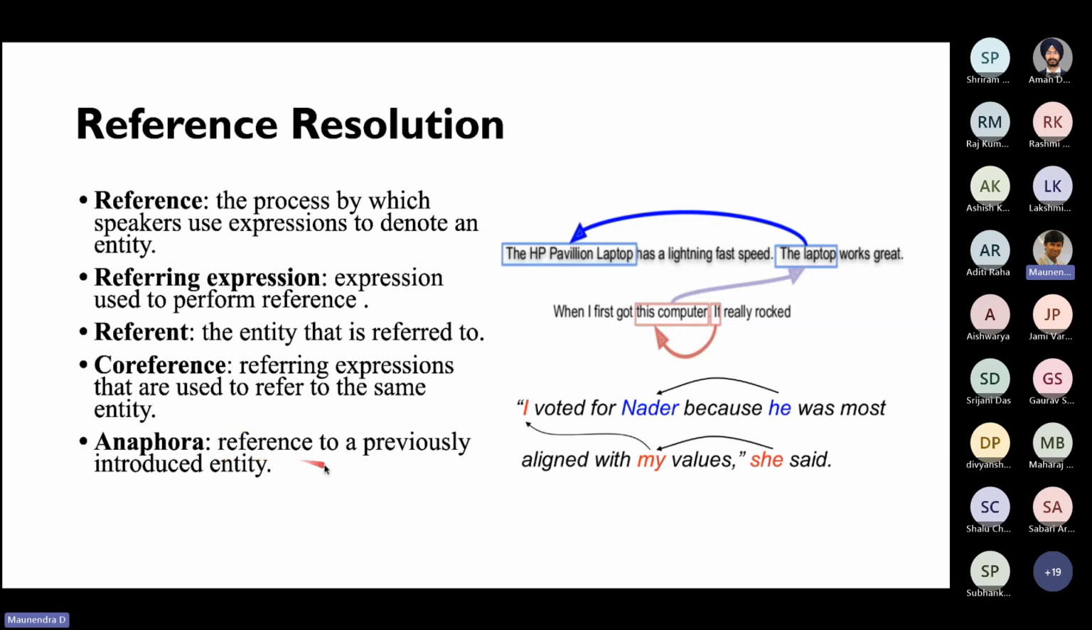Then anaphora means reference to a previously introduced entity. We'll have some examples of anaphora. Here, this is the referring expression and this is the referred expression, right? So what we see is that the referring expression comes afterwards, and the expression to which it refers has come before. For the word he, this word Nadir is the referent, so this is an anaphora. So he is referring to something which has been spoken about earlier.